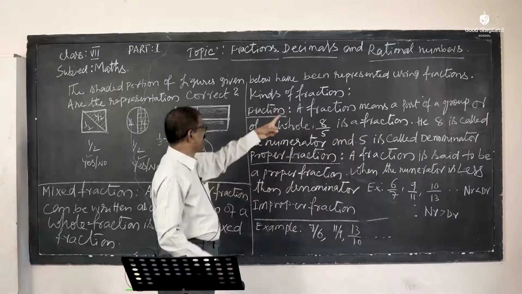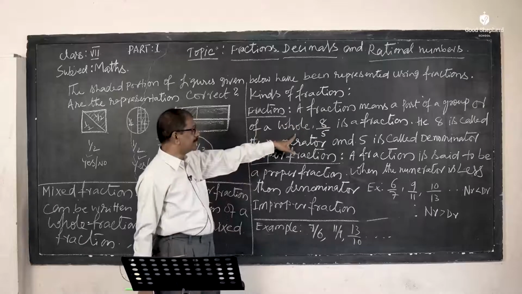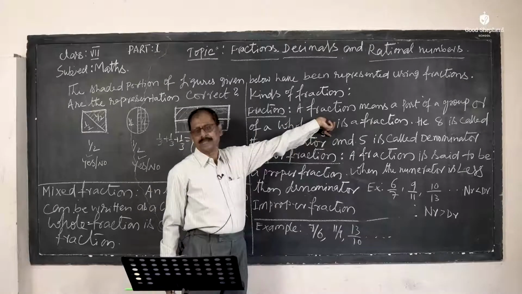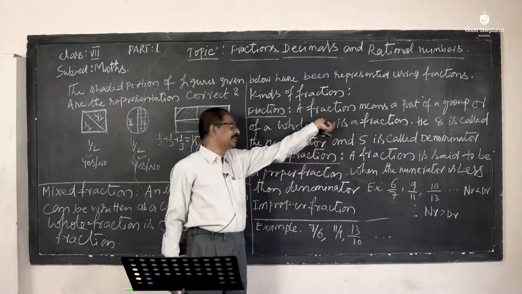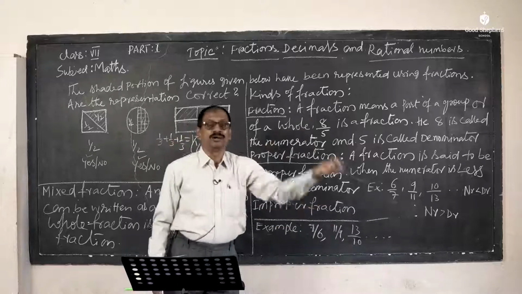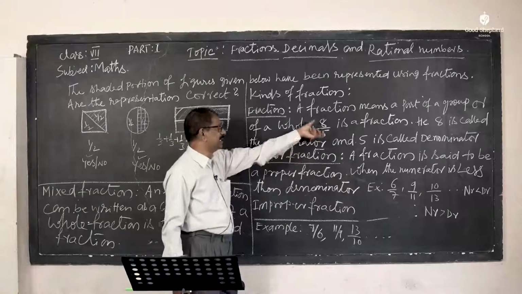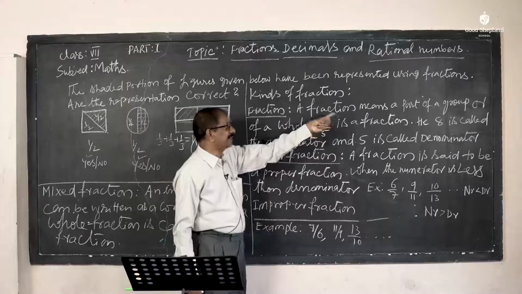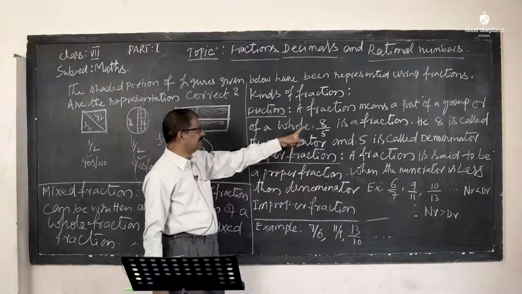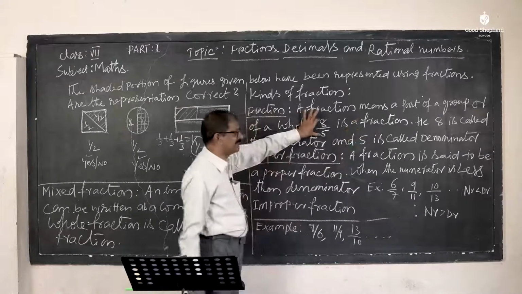So similarly, you say a fraction means a part of a group or a whole number. I can write one example again, 8 by 5. This is a fraction. Whether it is proper, improper, or a mixed fraction, we'll think about that later. Now we are discussing what we mean by fraction. A fraction means a part of a group or of a whole number. 8 by 5 is a fraction.